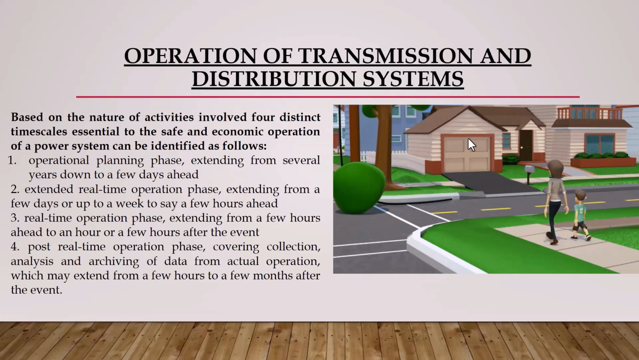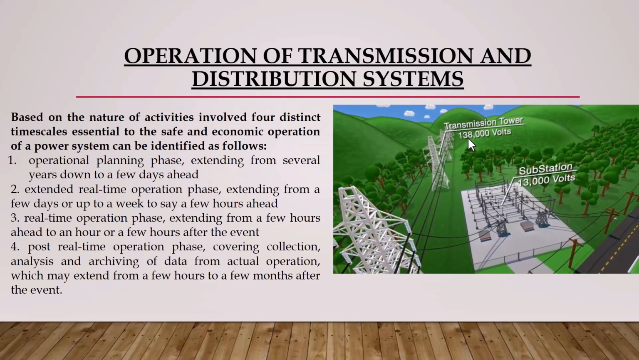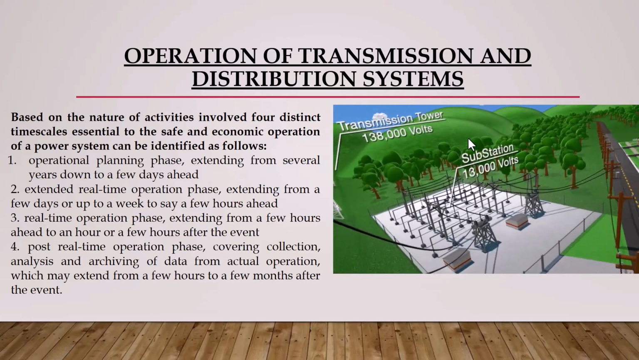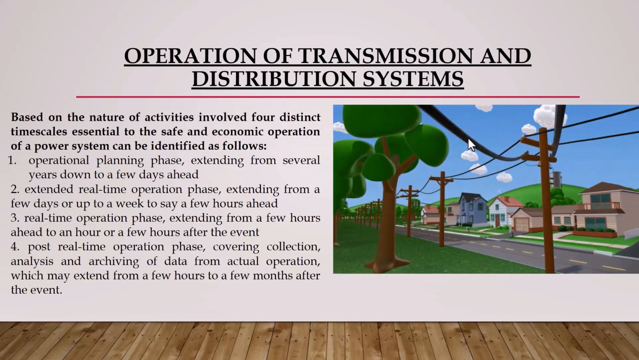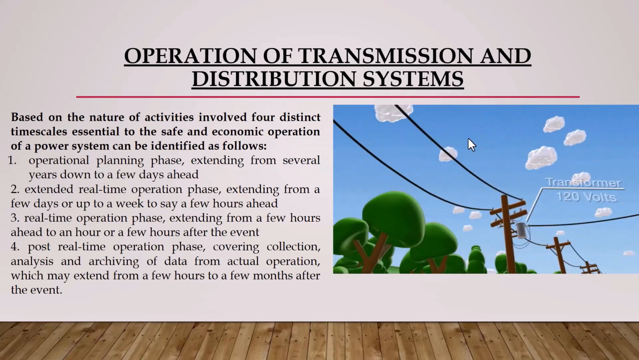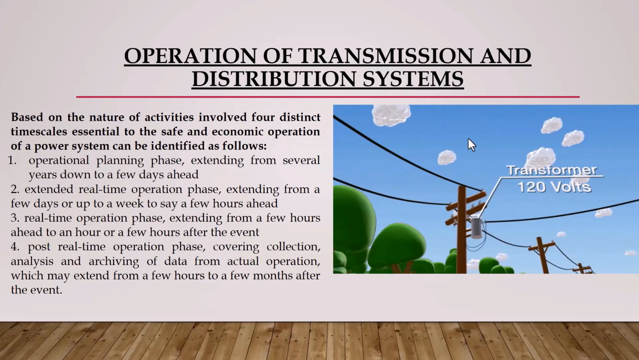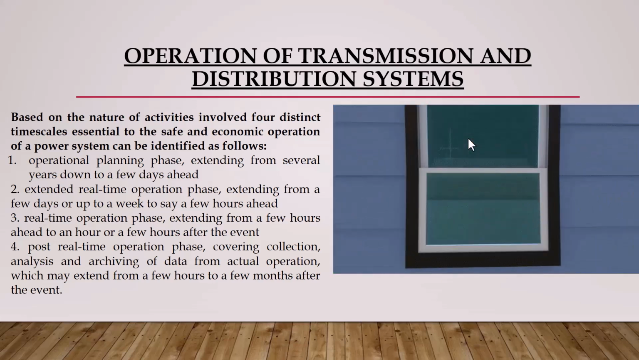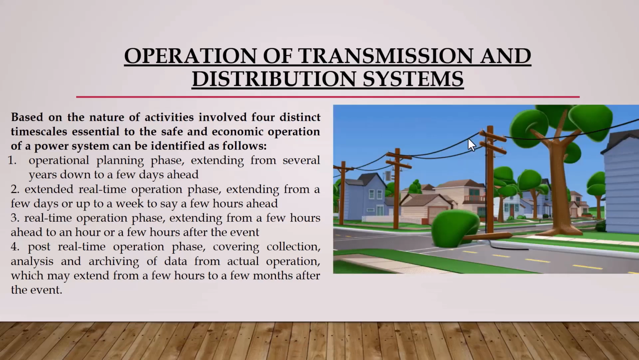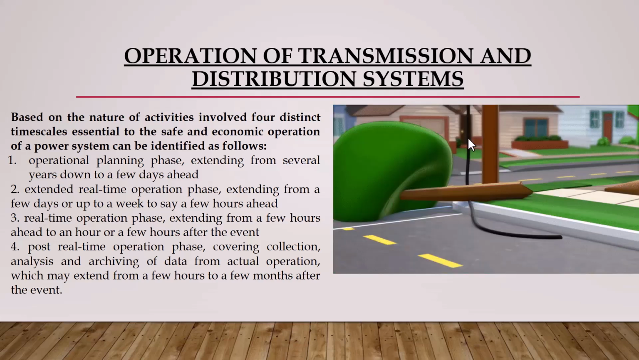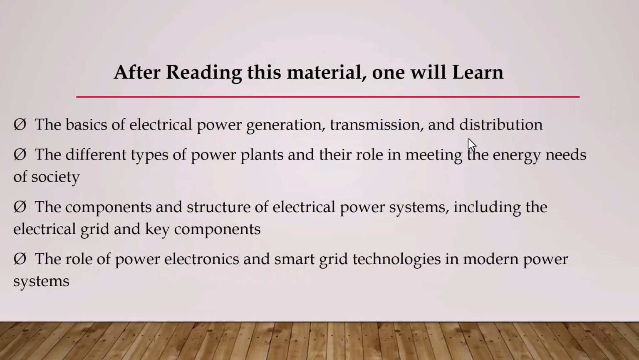In conclusion, the effective operation of transmission and distribution system relies on a well-coordinated, time-sensitive approach that spans from long-term strategic planning to real-time control and post-event evaluation. Each phase, whether it's planning years ahead or reacting to a sudden disturbance within minutes, plays a critical role in maintaining the stability, reliability, and economic efficiency of the power grid. These four operational time scales are not isolated; rather, they are interconnected layers of decision making that support and inform one another.